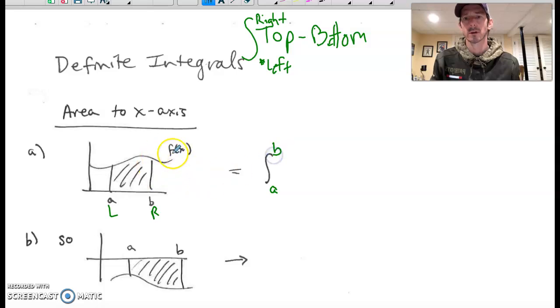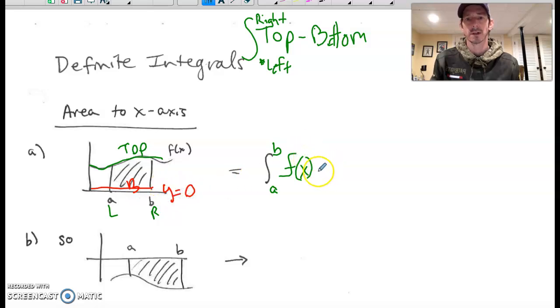And I only have one graph, and it's sitting up here, and it is what I would be considering on top. So that would be my top function. So I'm integrating f of x, and I subtract the bottom function. In this case, the bottom function is down here on the x-axis. This is my bottom function, and that is just the equation y equals 0.